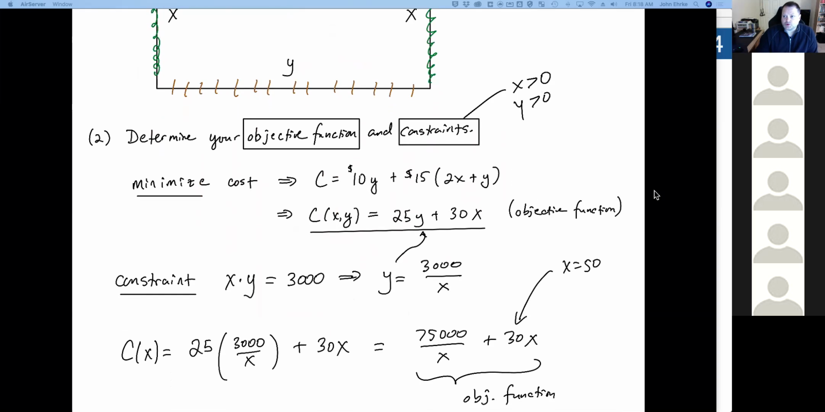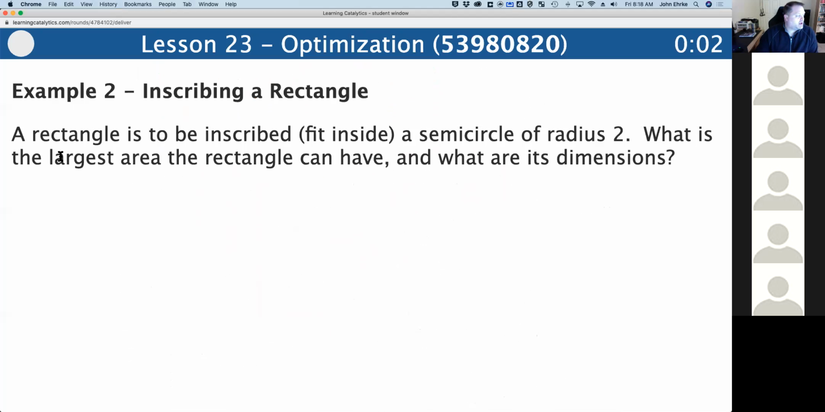All right, let's do some more examples. All right, so this next problem, I want to fit a rectangle inside a semicircle of radius 2. What's the largest area the rectangle can have, and what are its dimensions? All right. So this is a very common kind of optimization problem. It's called an inscription problem or inscribing problem.